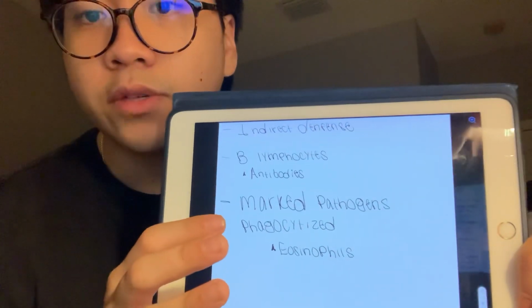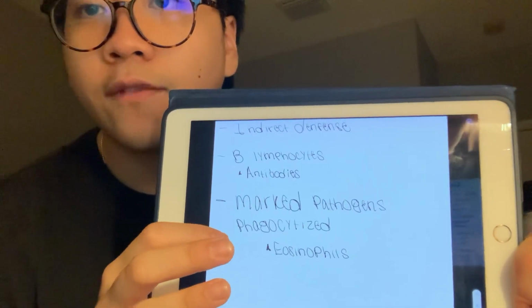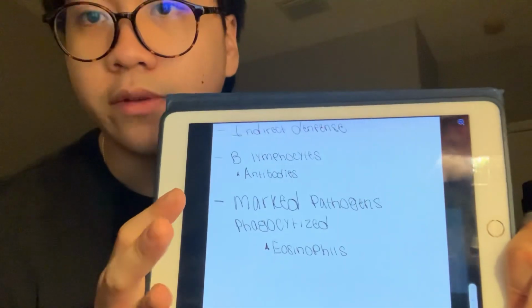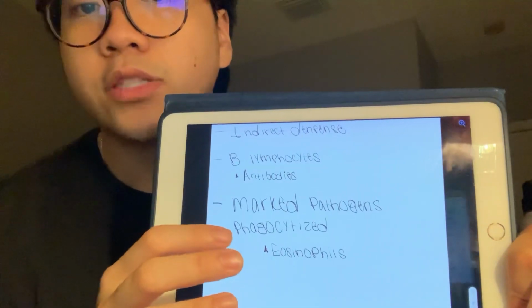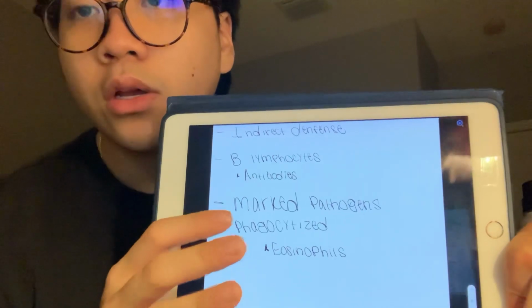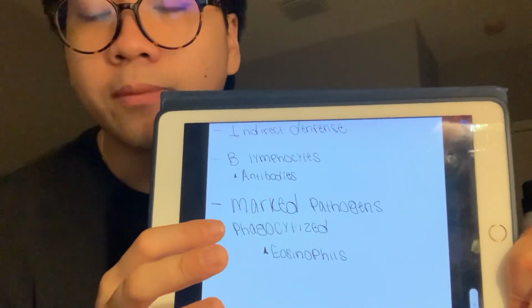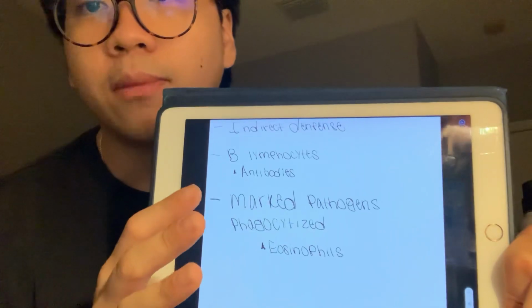And these eosinophils will be able to phagocytize these cells and get rid of them from the body. And eventually these memory cells will be able to recognize these same foreign pathogens in the future if our bodies run into them.